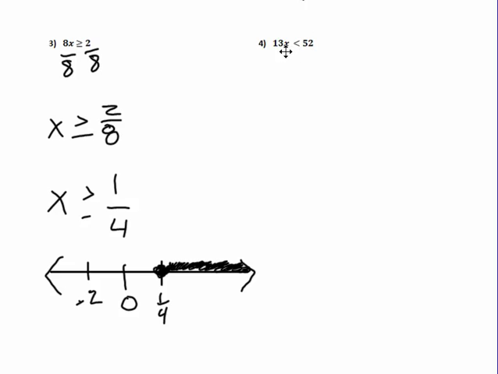Okay, some bigger numbers here. Let's see what we get. Divide both sides by 13. And x is less than... Hey, that's 4.